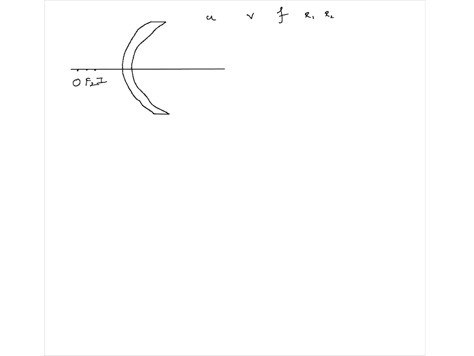U is negative. Why is V positive? This is I. V should be negative. F is, why is F positive? F2 is here. F is negative. R1 and R2 both are on the right. Both are positive. U negative, V negative, F negative, R1 is plus, R2 is plus. Any questions? Let me know.